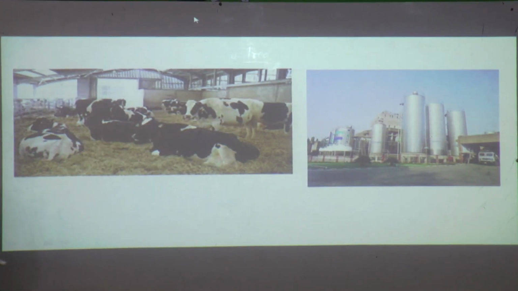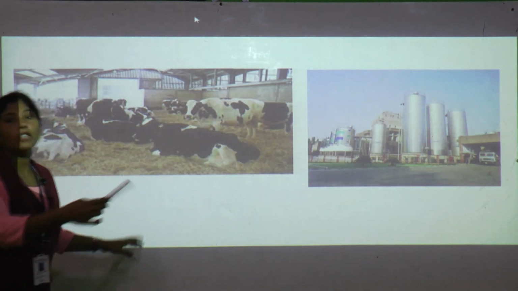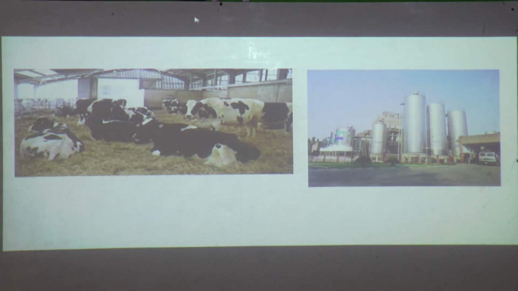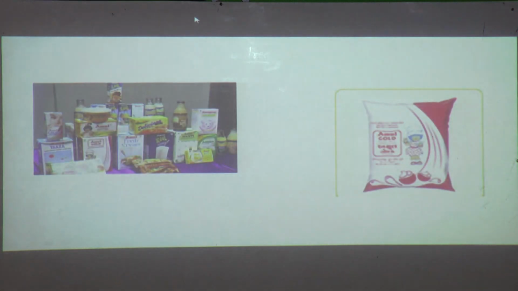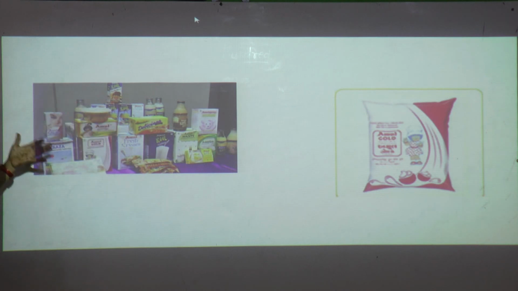Dairy means the buffaloes and cows will be here, and then this is the plant where milk production goes on. And these are the milk products we have daily in our life, correct? So many varieties of milk products are there, not only baby food also. Okay, milk.